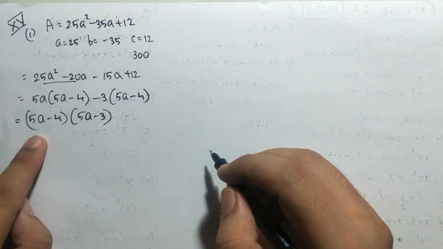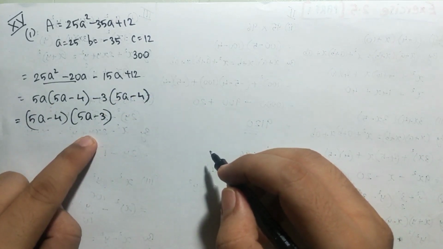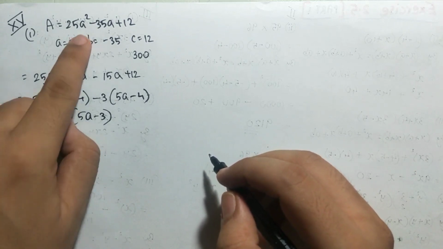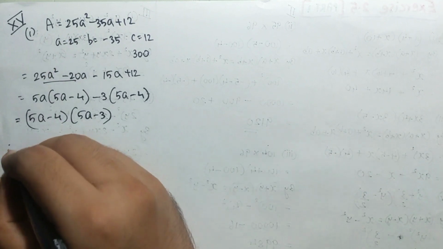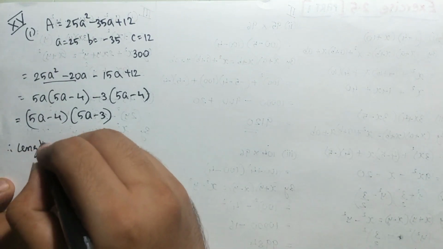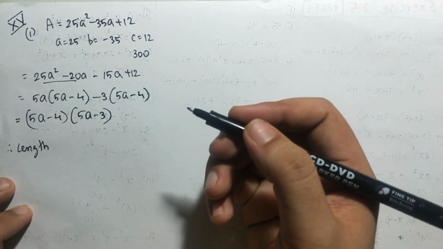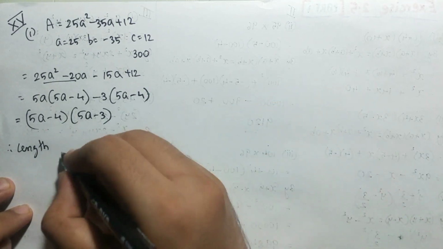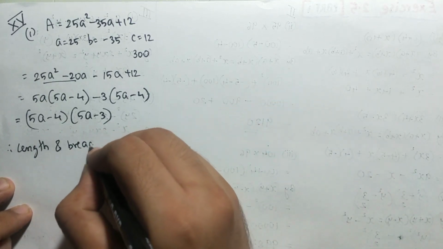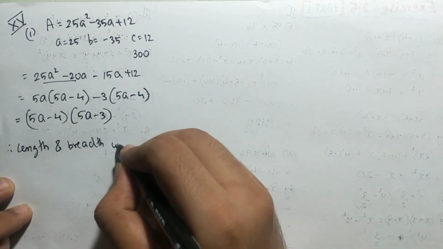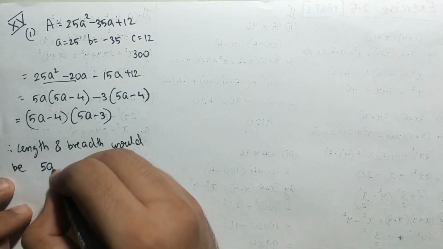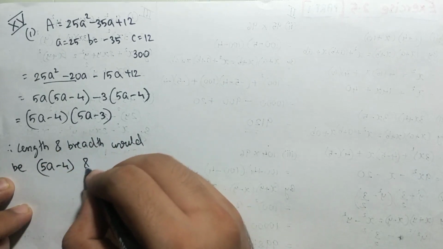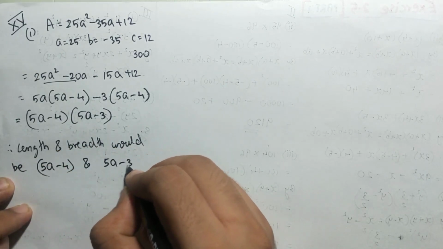We got two terms. Multiplying these two terms will give me area, because these are the factors of this area. Therefore, out of these two, any one may be length, any one may be breadth. Length and breadth would be 5a minus 4 and 5a minus 3.